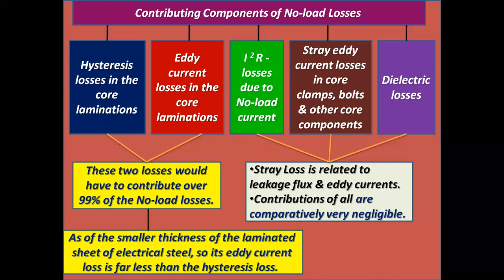Now, I2R losses due to no load current, stray eddy current losses in core clamps, bolts, and other core components, and dielectric losses. These three losses in combination, stray loss, are related to leakage flux and eddy currents. Contributions of all are comparatively very negligible.